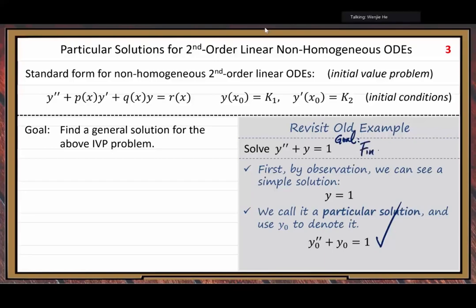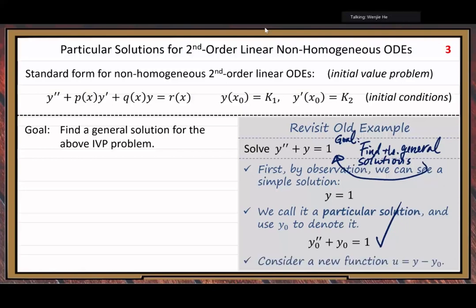Our goal here is to find the general solutions, because general solutions contain parameters C1, C2. So it's different, but they are closely related. So the relationship: consider a new solution.